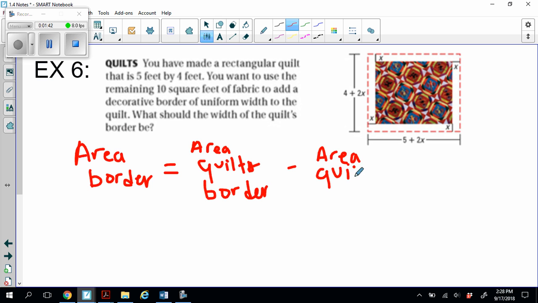Okay. Now let's look at the picture first and see what it'll help us figure out. Well, we know the quilt's 5 by 4. So we need to get area. If we do 5 times 4, that'll give us 20. Now, if we also look at the picture, it gives us the length and the width of the quilt and border. So remember, to find area, it's length times width. So we're going to take our 4 plus 2x and multiply it by 5 plus 2x.